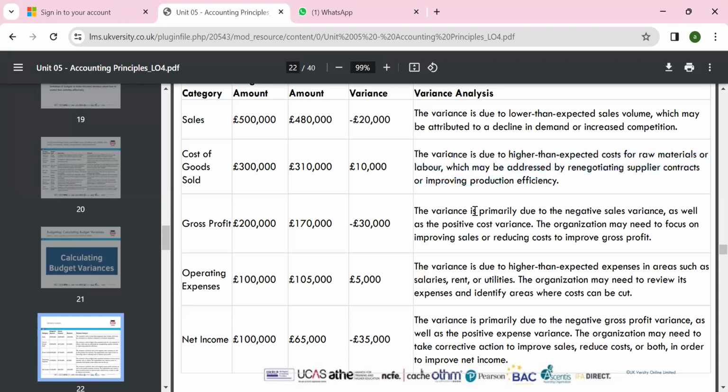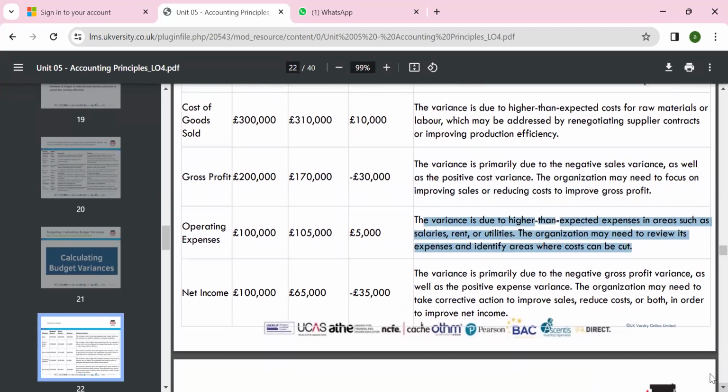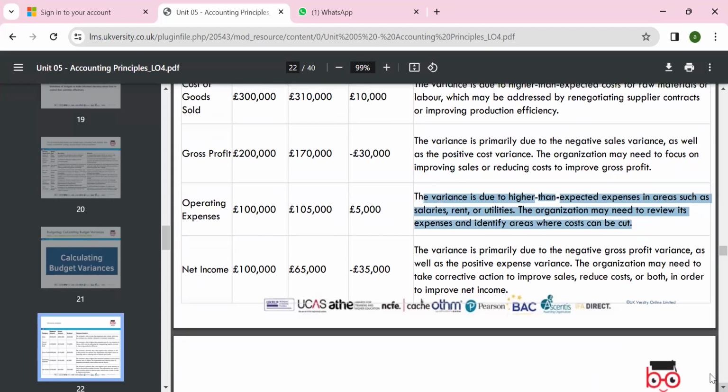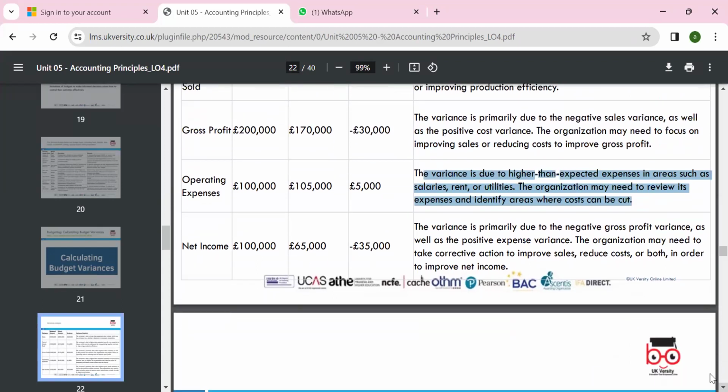The variance is primarily due to the negative sales and the cost of sales, which we said earlier is 30,000. Okay, then we can look at our operating expenses, which increased, and we need to look around at why the cost went up. Ultimately, we need to find how we can reduce it. We need more efficiencies. Maybe using technology, expenditures should come down.